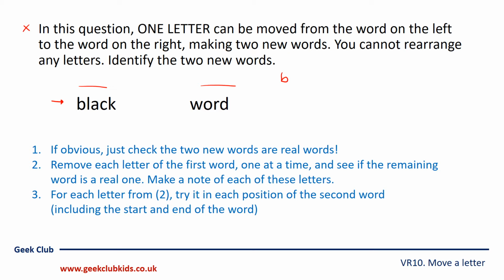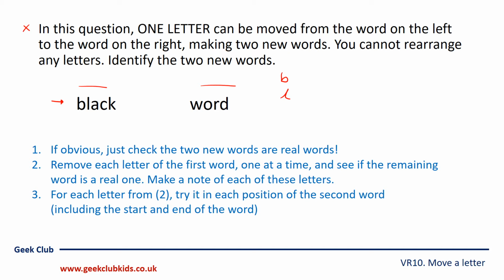Could we remove the letter L from black to make a new word? Yes, we could. If we remove the L, we'll get back, which is a word. So I'm going to also write down L as a letter that we could remove. Could I remove A from black to make a new word? No, because then I'll get bluk, which isn't a word. And the same is true if I try and remove the C or the K from black. I wouldn't make real words, which must mean that the letter I'm moving from black into word is either a B or an L. But which one is it?